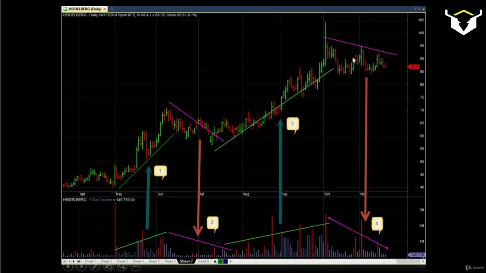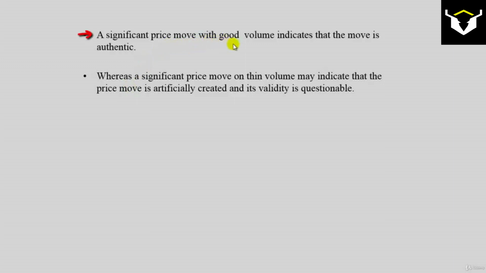So, when prices are retracing or consolidating, volume has completely dried off. Now you can see how important volume is in understanding the significance of any price move. A significant price move with good volume indicates that the move is authentic, whereas a significant price move on thin volume may indicate that the price move is artificially created and its validity is questionable.